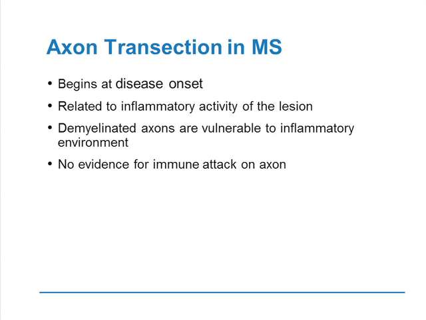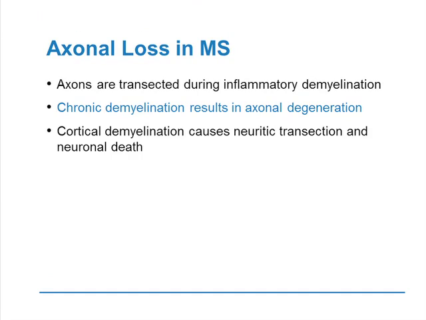At present, there's no evidence that there's a direct immune attack on axons. I don't think we can eliminate that possibility at this time. If it does happen, it would have to be an immune attack against a subpopulation of axons, because despite these high numbers that I've shown, the vast majority of axons in a demyelinated lesion survive.